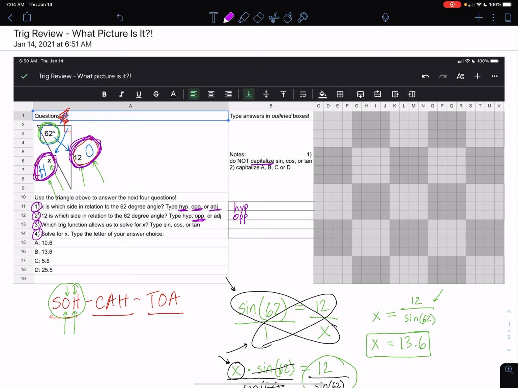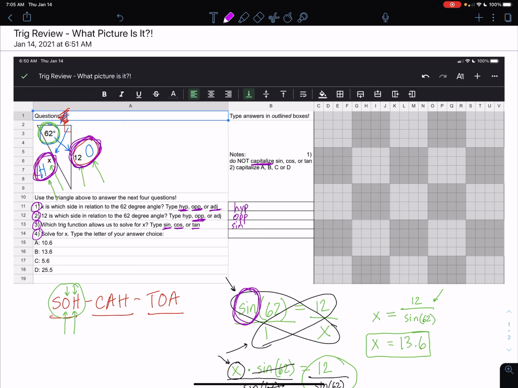Now notice it says don't capitalize, right? And so we want everything lowercase when we type it in here. Now, third says which trig function lets us solve for x. So that's asking what we use, sine, cosine, or tangent. And so if you come down and look at the work we did, you can see we did sine, the sine of 62. And so they just want us to type SIN there. And so we would put SIN in this box.